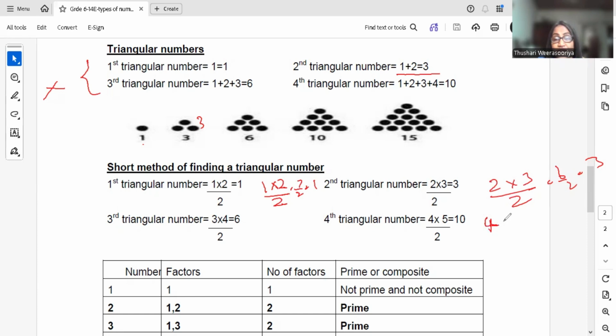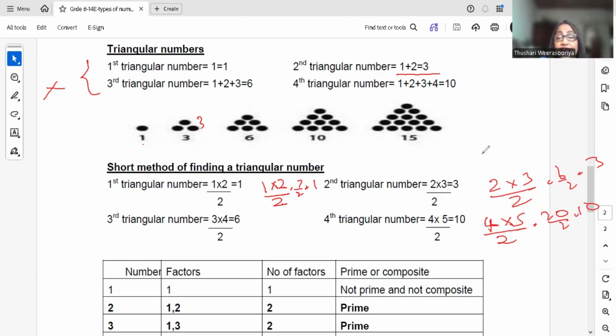Fourth triangular number, I will write 4 first and the next number is 5. 4 into 5 divided by 2. That is 20 divided by 2. That is 10. Right? Third triangular number like that, 3 into 4 divided by 2, you get 6.